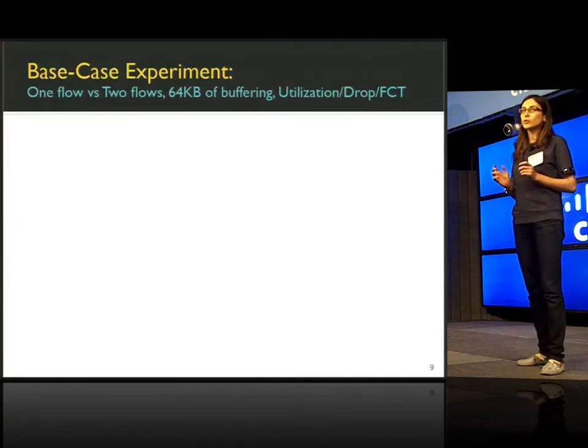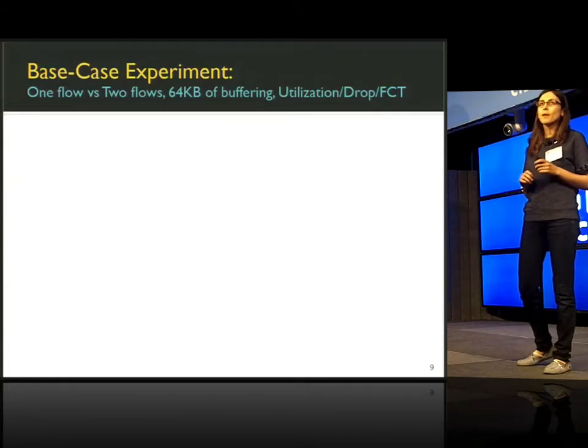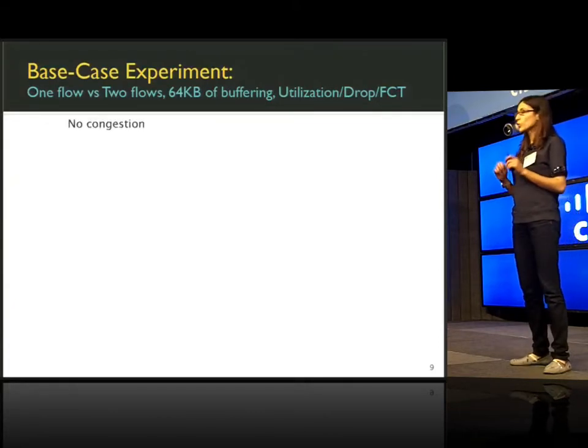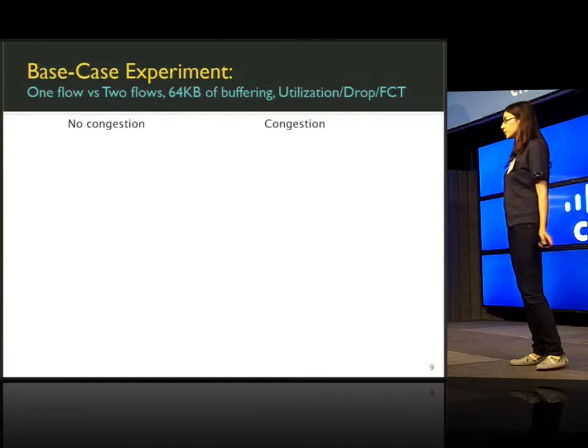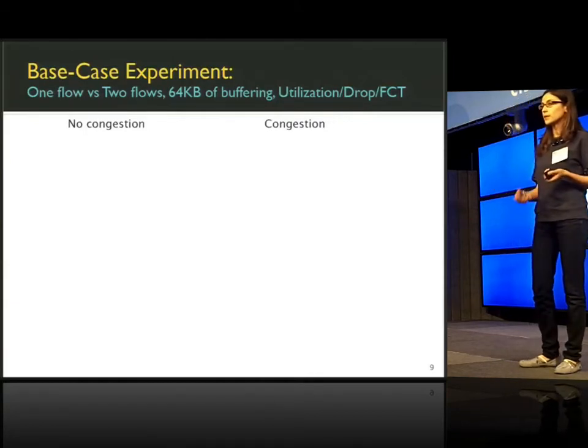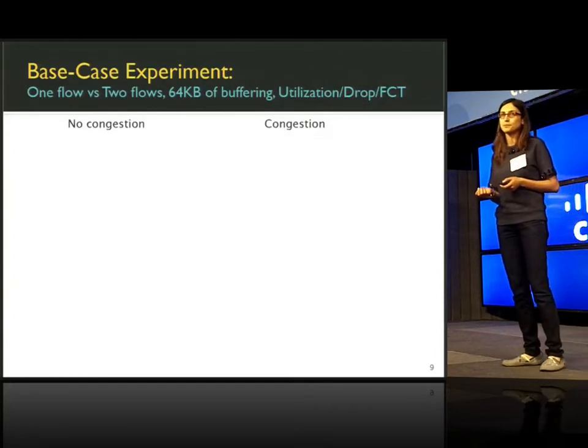So first, let's look at the very base case experiment, where I'm going to give two examples: when there is no congestion in the network and when there's congestion in the network. And these two examples offer the two basic laws of TCP pacing.